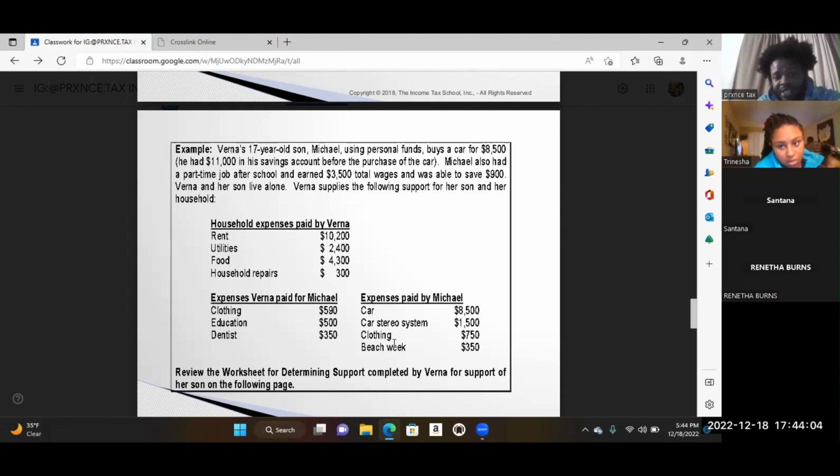Yeah, quite a bit of savings at 17. He spent it all on a car, but he had quite a bit, and he got it from his part-time job. He earned 3,500 for the year. He only saved 900. That's what he got in his bank account. That's not really that important.